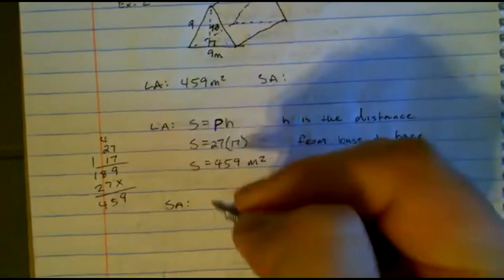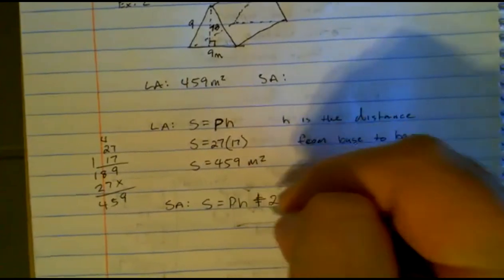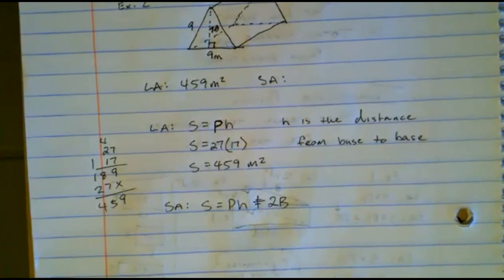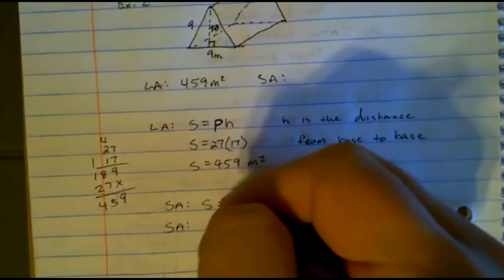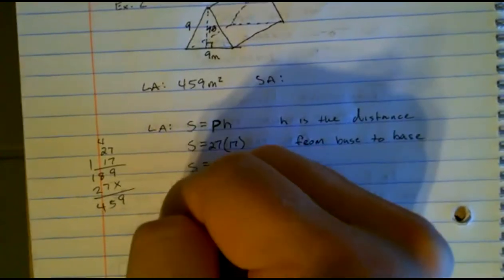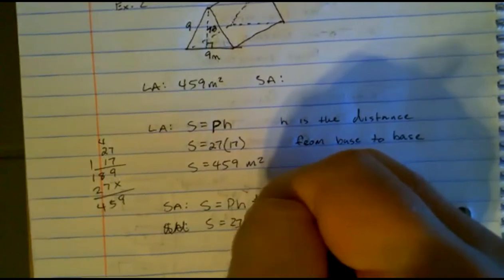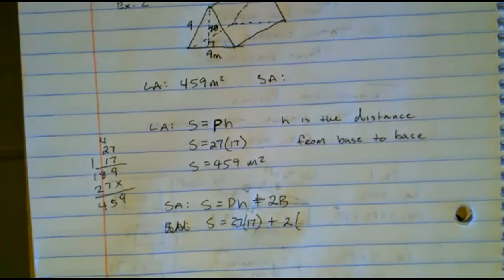And then we can go to our surface area. Surface area says, again, capital PH plus 2 capital B. I already know this, but maybe we didn't find it already. So S equals 27 times 17 plus 2. Now I need to find the area of my bases.